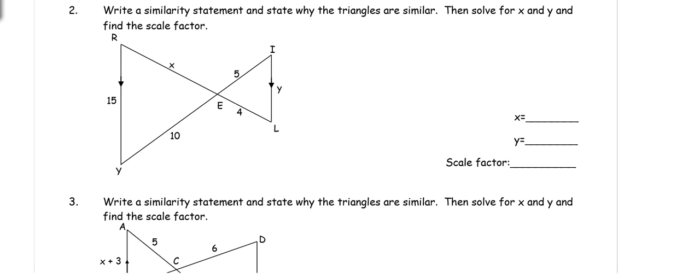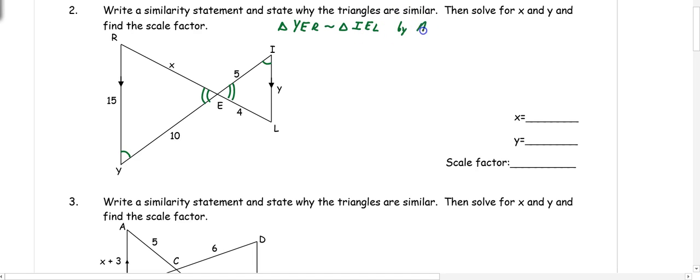Number 2, write a similarity statement and state why the triangles are similar, then solve for x, y, and find the scale factor. So in a bow tie problem, remember that you always have vertical angles that are congruent. We also know that if RY and IL are parallel lines, using a transversal, we can say Y and I are congruent because they're alternate interior angles. So we would have triangle YER is similar to triangle IEL by angle-angle similarity. So we need to solve for x and y.